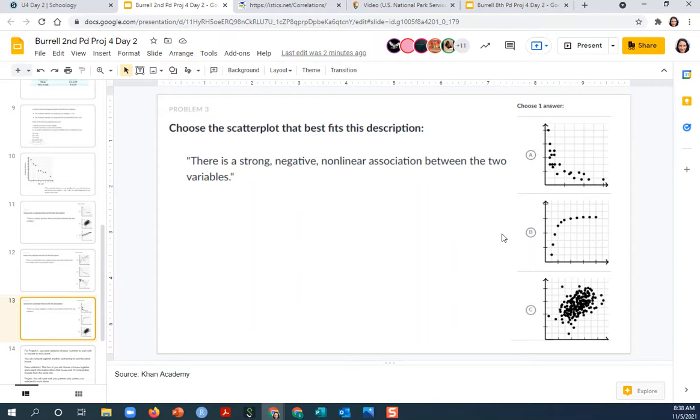Okay, all right. So strong means that they should be kind of making a shape. This one's a little bit too spread out to be a strong relationship. Negative does mean that as X increases, the Y should be decreasing. And nonlinear means it shouldn't be just a straight line. So nonlinear means it might have a curve to it. And this is the right one. Good.